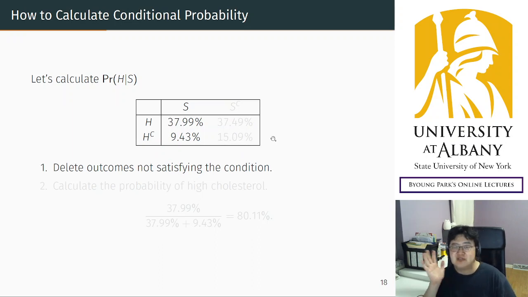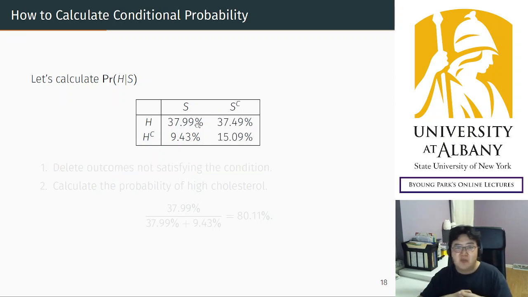There is no difference. So in the previous example, we considered a frequency distribution table. The frequencies are easier to interpret. The frequencies are the number of observations for each outcome, so it was easier to understand. But now, simply replace the frequency with probability. Still, the way you calculate the conditional probability is the same.